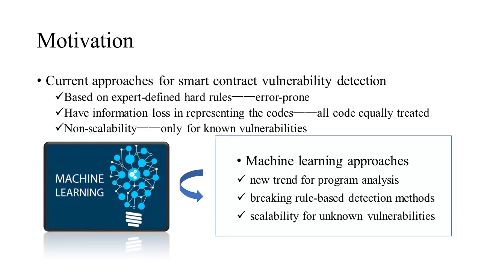The second problem of existing methods is that they do not extract rich control flow and data flow semantics from the codes. They transform the codes into a control flow graph, but their tools are very coarse, and all program elements are usually treated as equally important. However, it's obvious that some program elements are more important than others in detecting vulnerabilities.